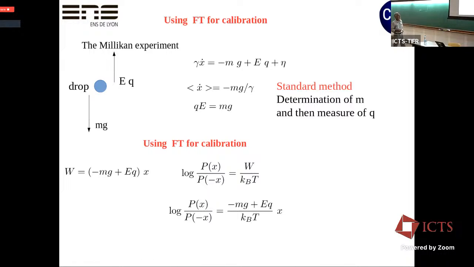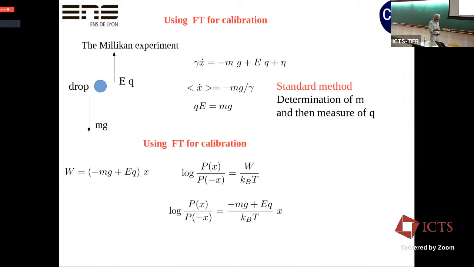Suppose that you are Millikan and you want to measure, as he did, the charge of the drop that is going down in his apparatus. Everybody knows the experiment of Millikan. If you remember, one of the key points from an experimental point of view was that getting an exact measure of the viscosity of the air is very, very difficult. And also for the size of the drop.